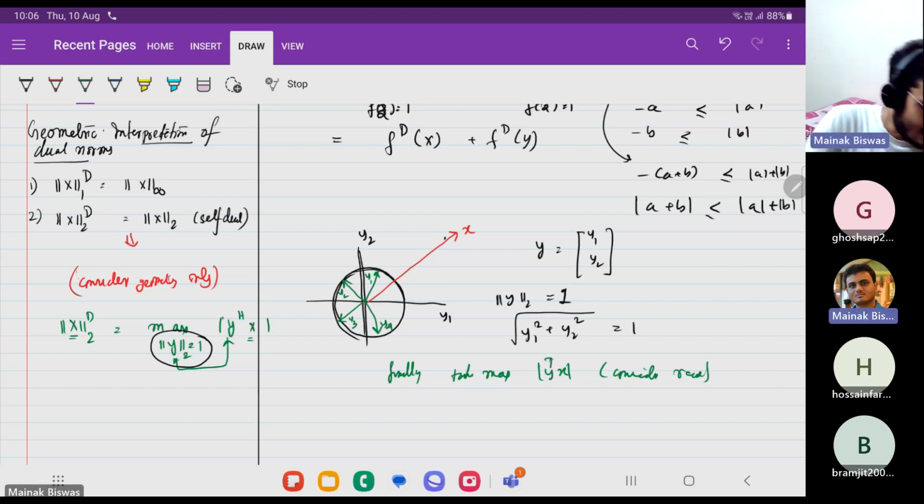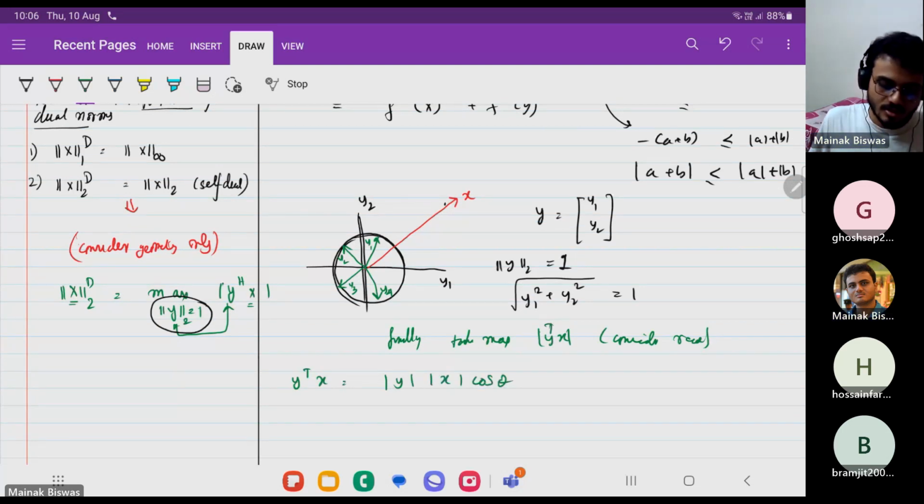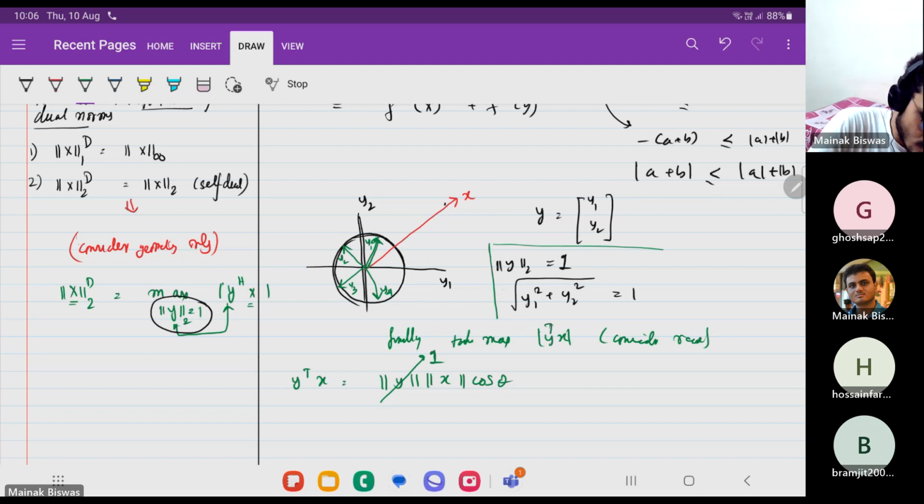So tell me which y will give me the maximum. Do you see that y transpose x is ||y|| ||x|| cos theta or not? We have seen this. So the norm of y has to be equal to 1. Do you agree? Because y is constrained to be on the norm ball, right? Yes or no? y is constrained to be on the norm ball.